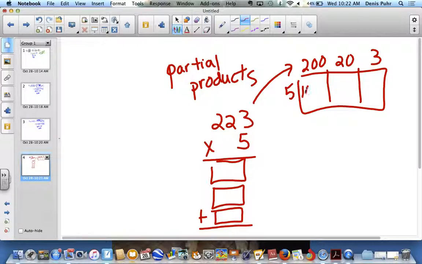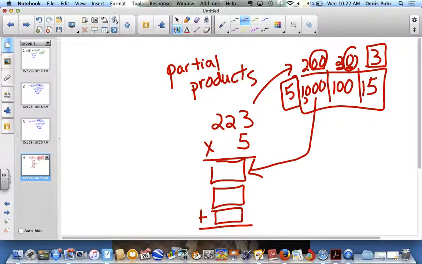So you're doing pieces of the products multiplied by 5. 2 times 5 is 10. Then bring those other 2 zeros down. So really, 200 times 5 is 1,000. Then the next, in the tens place, 2 times 5 is 10. Bring that 0 down, you get 100. And lastly, 3 times 5 is 15. So really what you do is you take those numbers, the partial products, the pieces of the products, and you write them in.